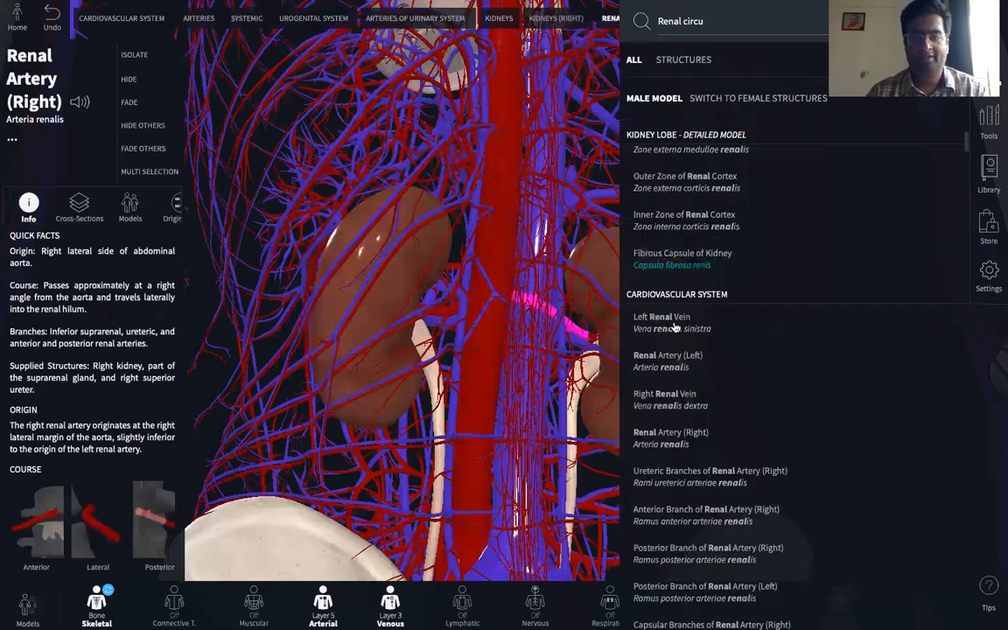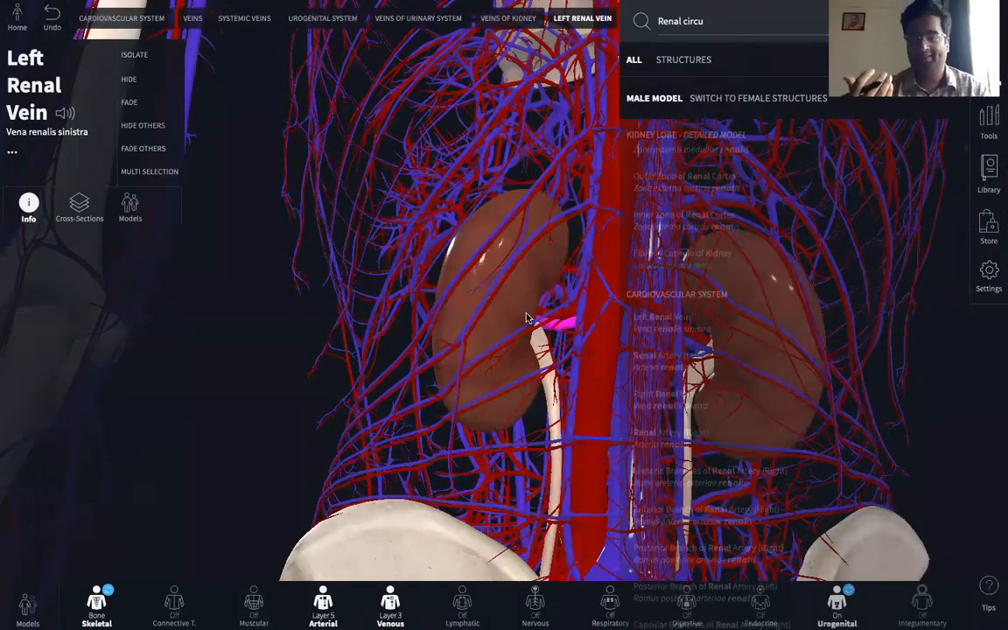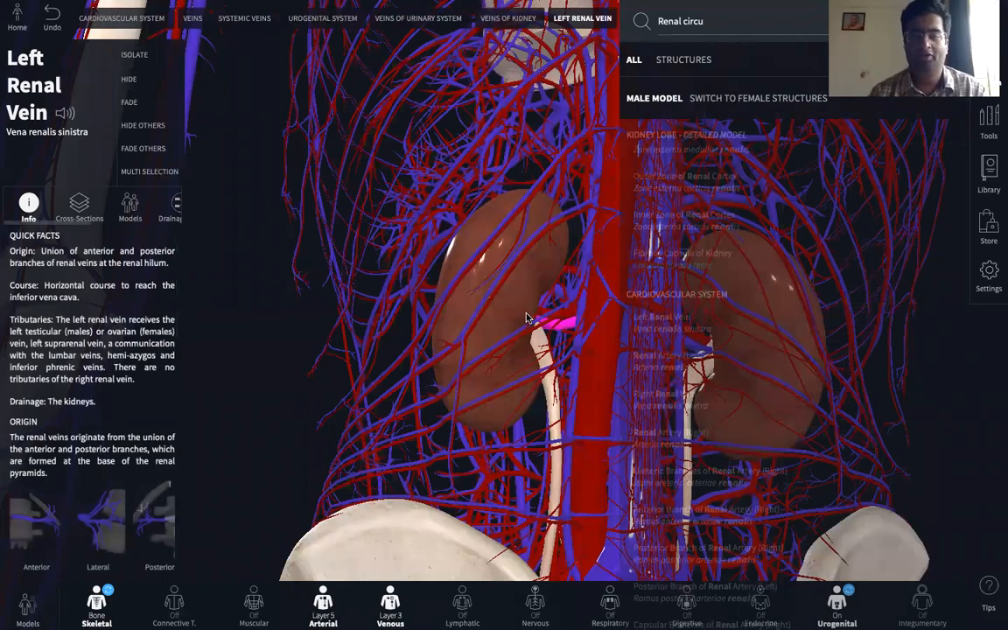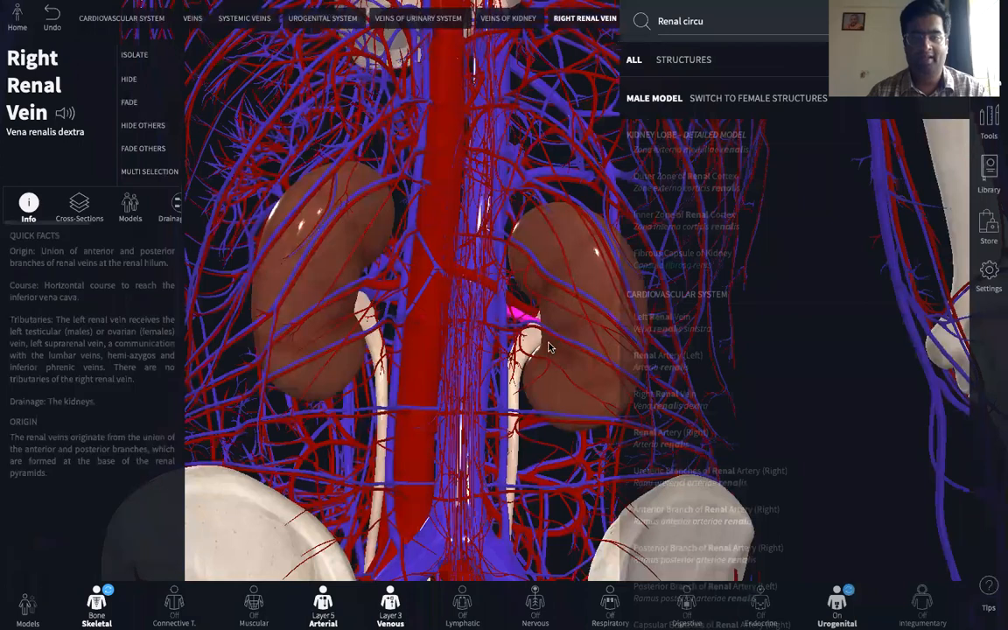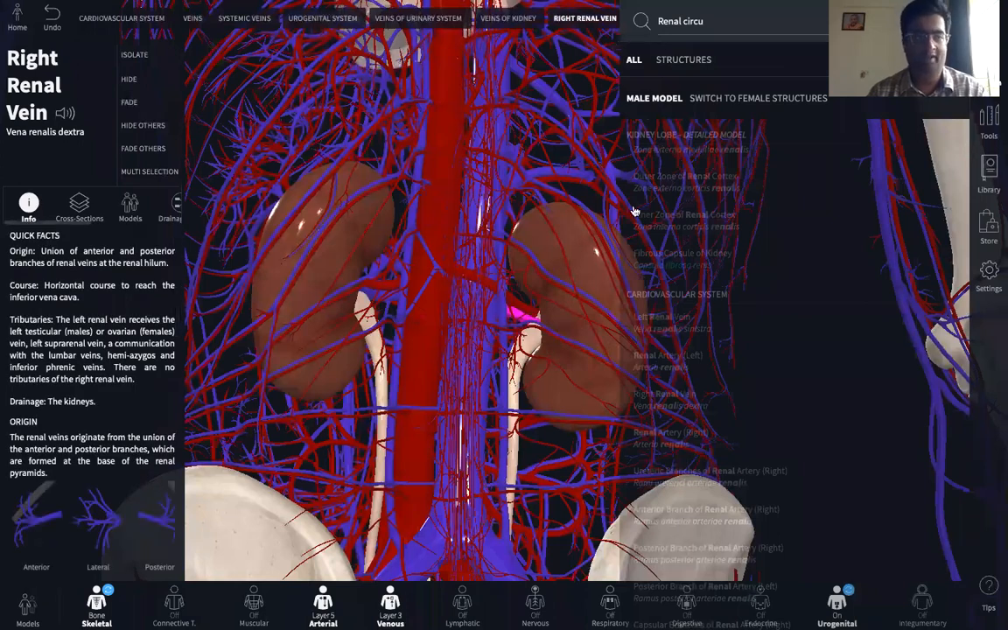Now coming to the renal veins. First highlighting the left renal vein, which exits the left kidney from the notch, that is the hilum, and drains the blood into the inferior vena cava. Now coming to the right renal vein, which exits from the right kidney and again joins into the inferior vena cava. So these are the four main components of your renal circulation: the right and the left renal artery, the right and the left renal vein.